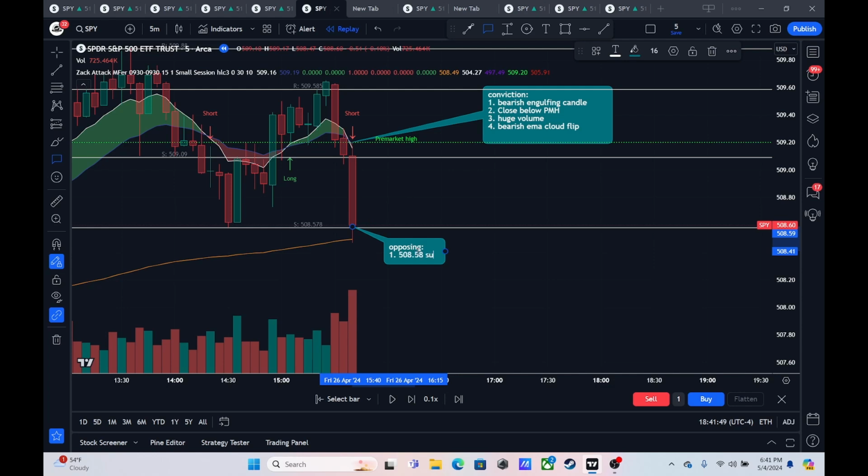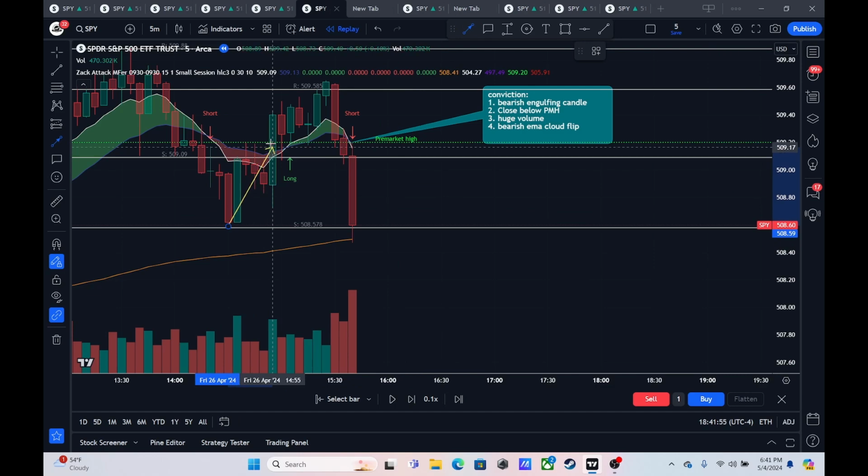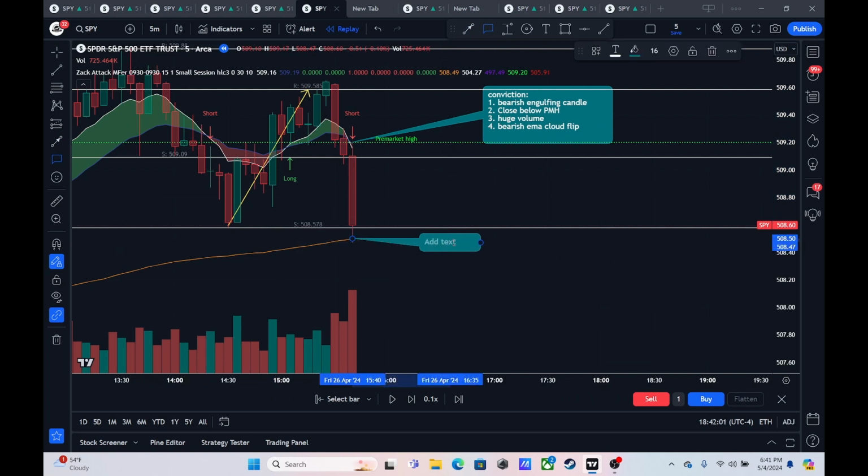508.58 support respected. That was a big pivot point, right? Because we saw last time we respected this support, we had a nice bounce to the upside, right? So I'm aware of that. And then another piece of conviction, I forgot to save that, but number one is 508.58 support is going against this trade, and then VWAP support tapped and respected.